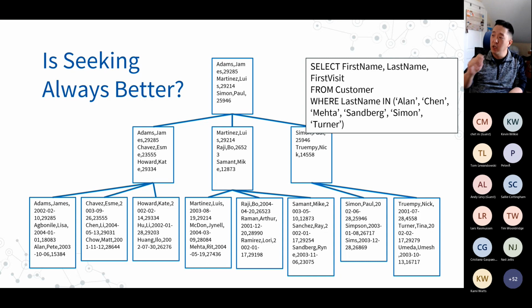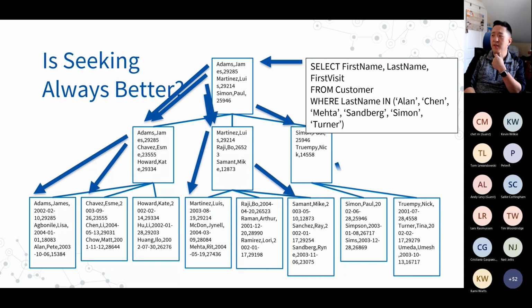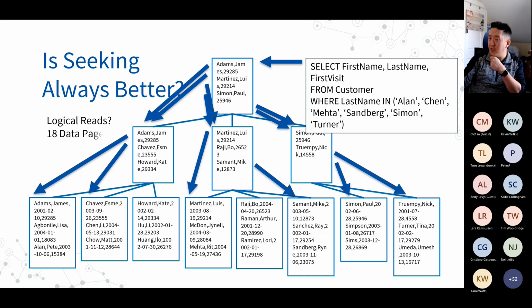In this particular query, we have where last name in, and a string of a handful of different last names here. What do you think is going to happen? What SQL Server will do is seek on that first last name, Alan. But then it's going to do another seek, and then another, and another, and another for each of the subsequent last names. And what is the sum total of all of these individual seeks? 18 logical reads. Whereas if I had just done a full index scan, I'd have been better off with 10.